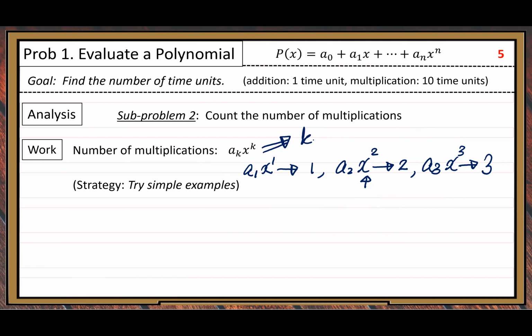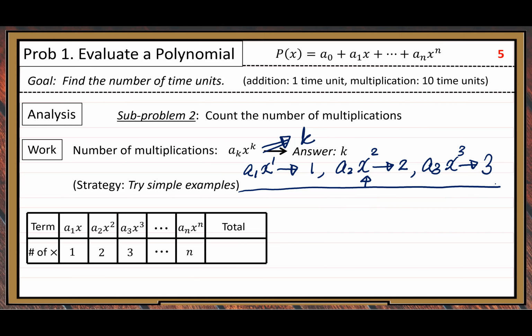K. Good. That is the strategy: try simple examples. After you find the answers to those simple examples, then you can quickly get the answer for the general expression. This strategy is very effective, and in this class, we will use it many, many times. Now, the answer is K.